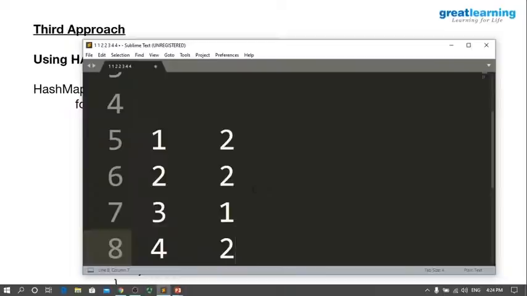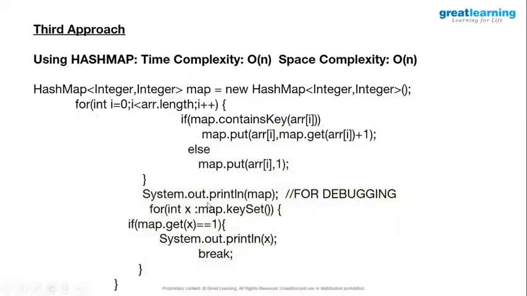If it is true, then skip it again. Then 2, then 3 came. If it's 1, I will print it and break out of the map. That's what I did. I fetched all the key set, then I compared: map.get of this key, that is 1, I got 2.